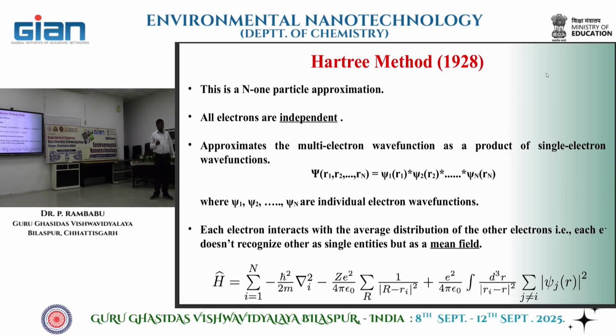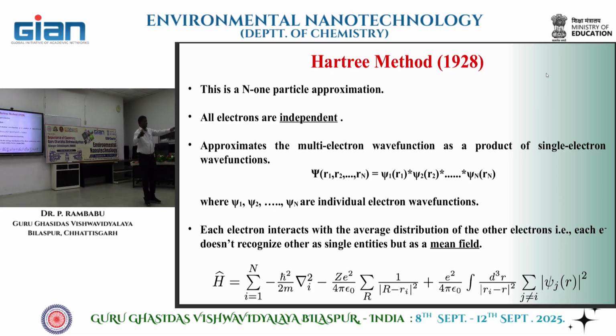Now come to Hartree method. So what is Hartree method? This is called one particle approximation. Okay, so I have taken the quantum system. Now I need to find the ground state wave function for the whole quantum system, maybe zinc oxide or benzene, whatever. So what Hartree has done, he has assumed the total wave function.